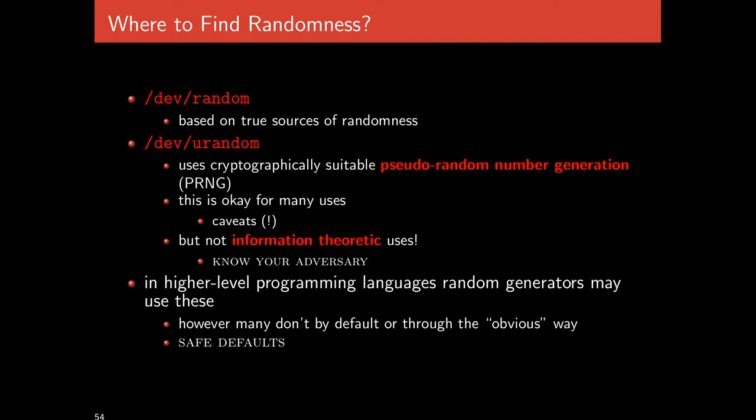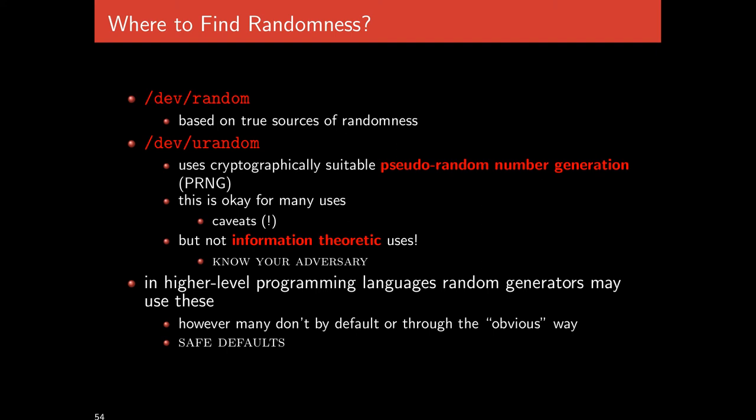Where can you find randomness? On a Unix-based system, there are two main devices, /dev/random and /dev/urandom. /dev/random is based on true randomness. This is the notion of an entropy pool, where things like mouse clicks, keyboard clicks, and network interrupts get put into this pool, and as a result, form the ability to read it out from this pool.